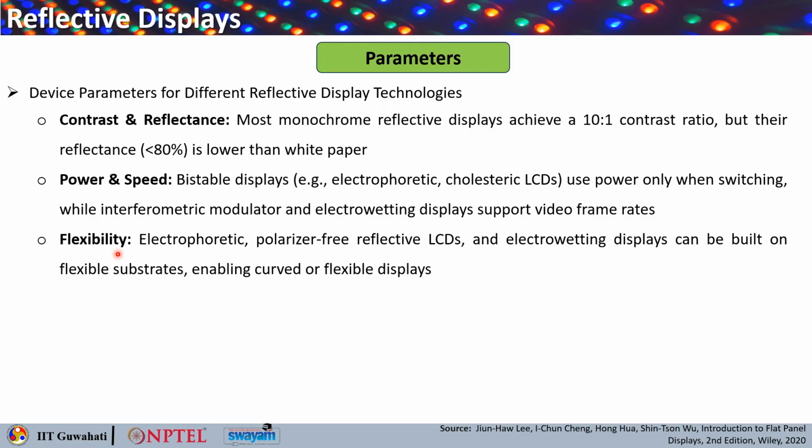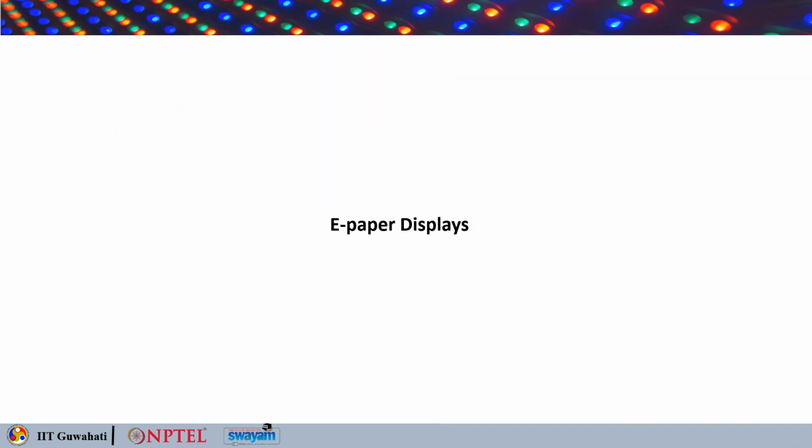The next aspect is flexibility. When you talk about electrophoretic, polarizer free reflective LCDs and electrowetting displays, these can be built on flexible substrates such as PET, and you can actually make flexible displays using this.